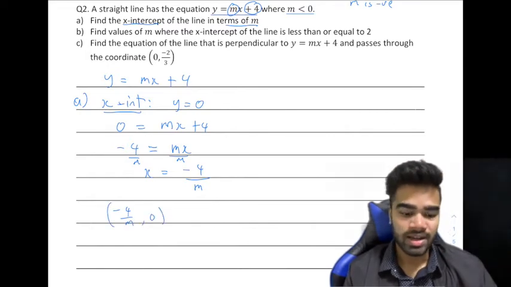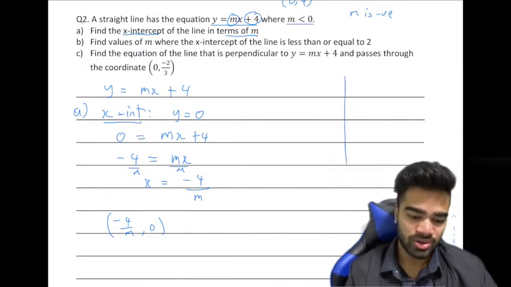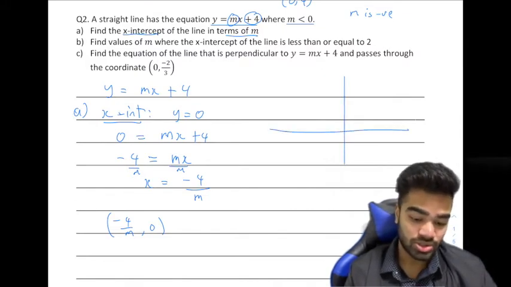Again, I want you to not just understand this with the equations. I want you to understand what's going on graphically. Okay, so I'll show you this with the graph.